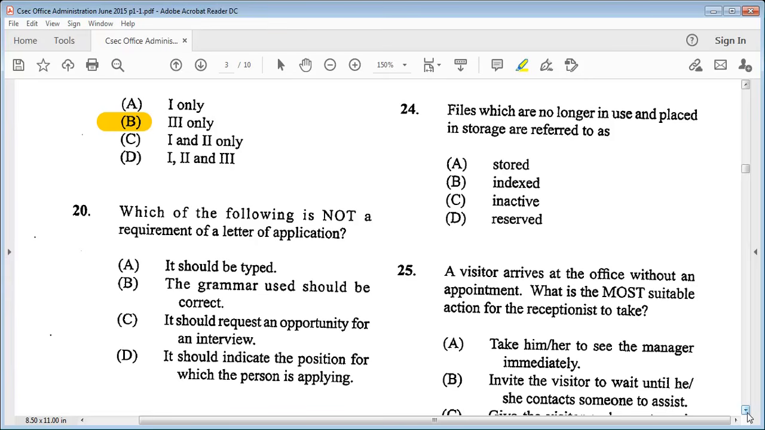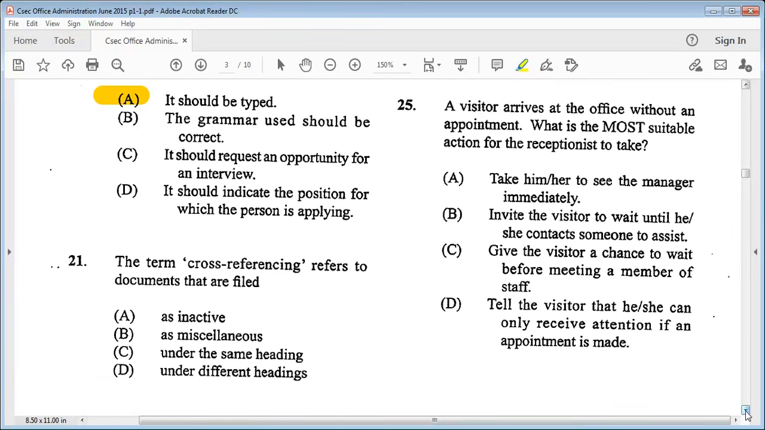Now, when we're writing a letter of application, it is very important that we pay attention to our grammar. It is very important that we request an opportunity for an interview. And we should also indicate the position for which the person is applying. So we know the answer is A, it should be typed. That is not a requirement.